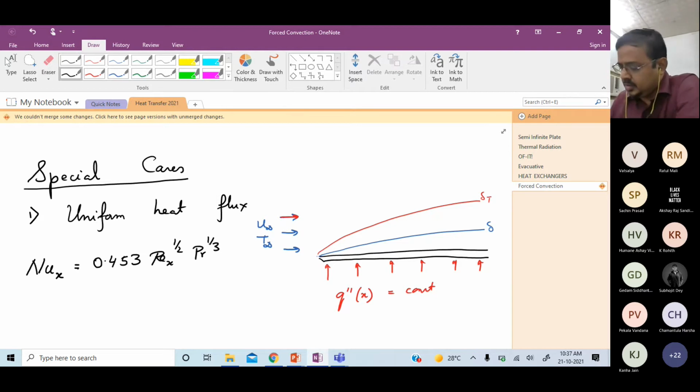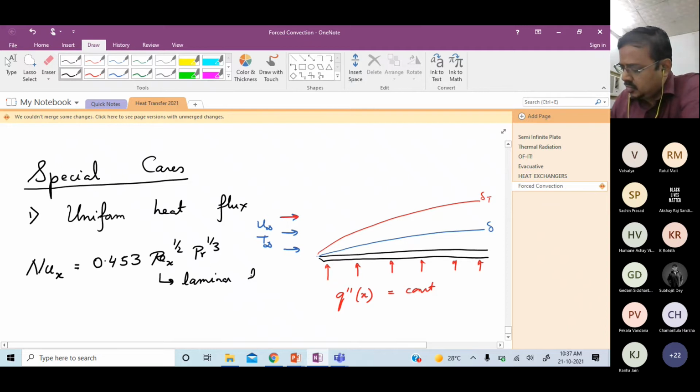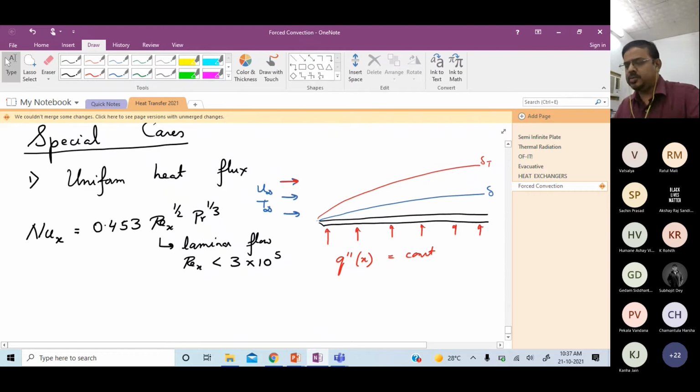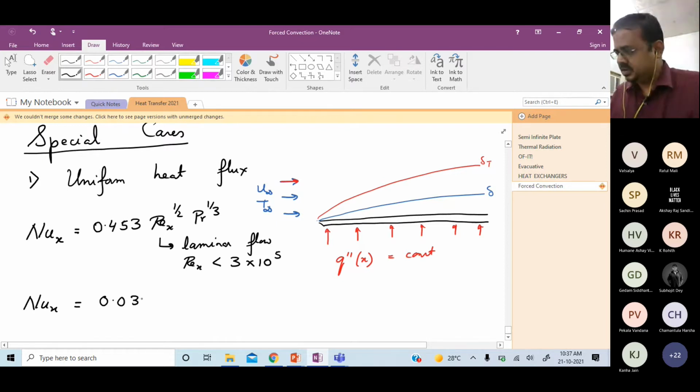You agree? And this is for laminar flow, which is Reynolds x less than 3 into 10 to the power 5. Right? Okay. Again, you are not expected to remember all these. You will have them with you. If it is turbulent flow, if the Reynolds number is higher, then it becomes 0.0308 Reynolds to the power 0.8. Okay.